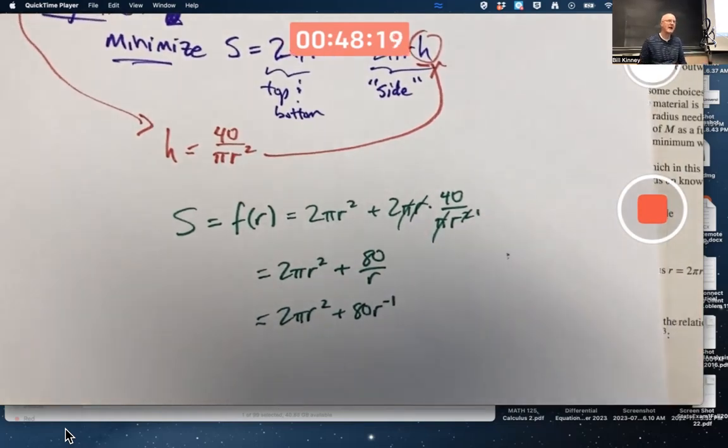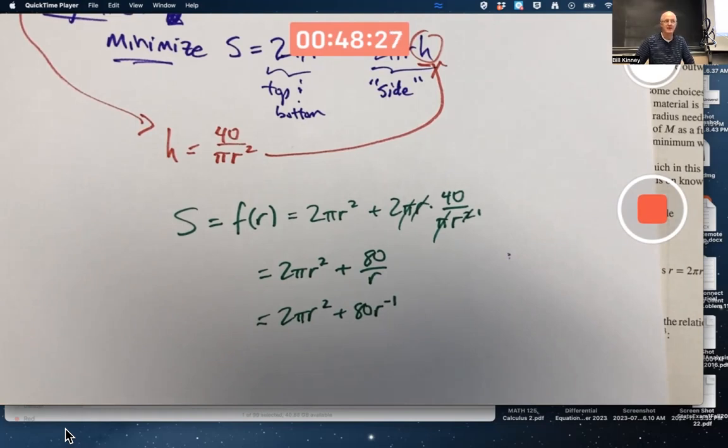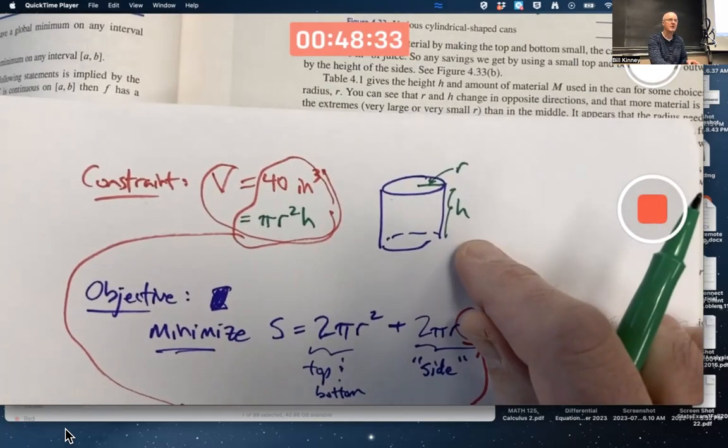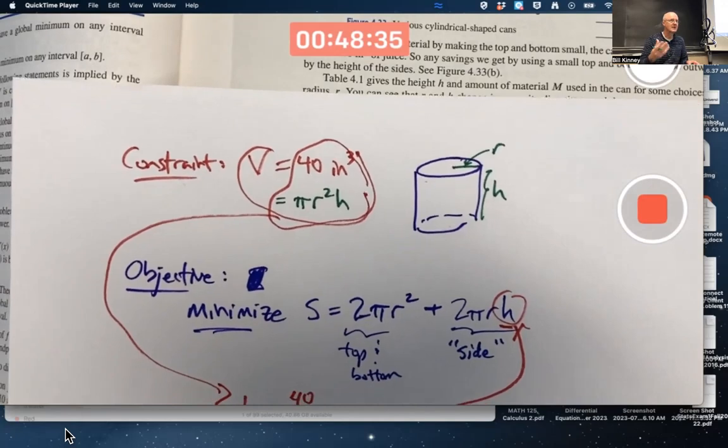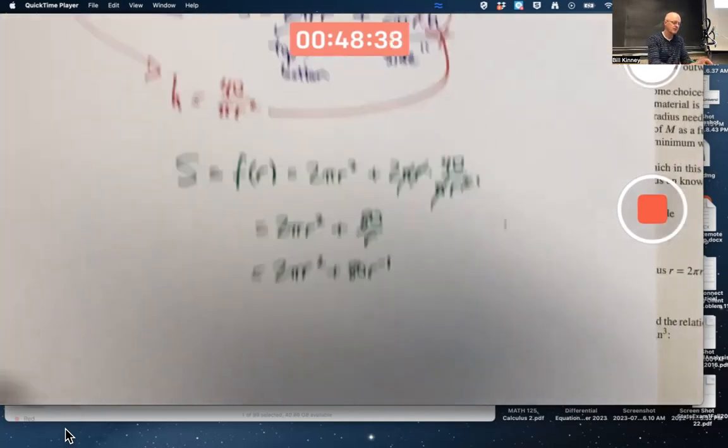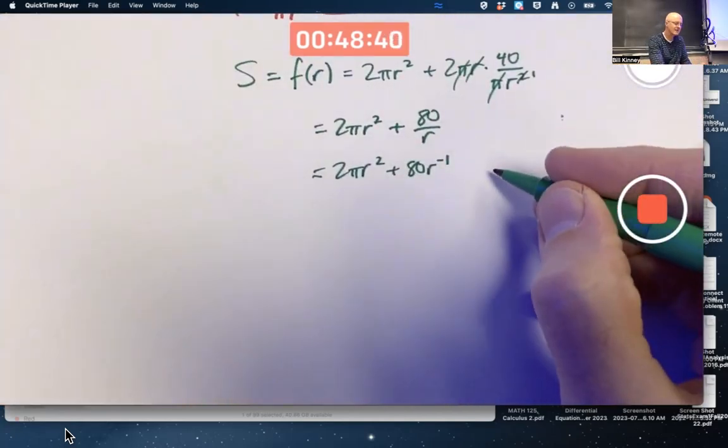This formula is valid as long as I have a cylinder, which means r can't be negative. Also, r can't be 0 either. I wouldn't have a cylinder if r were 0. It would be a line. If r is 0, it would be just a line, not an actual cylinder with an actual volume. R's got to be positive.